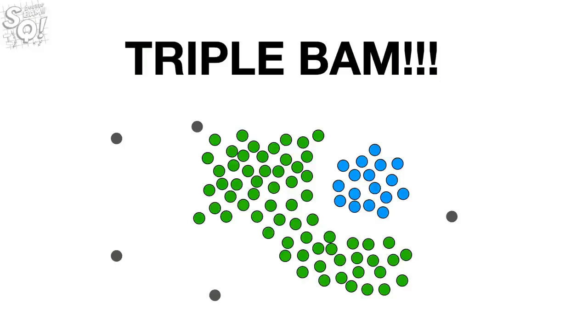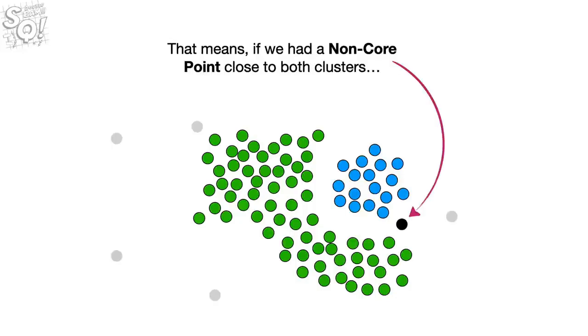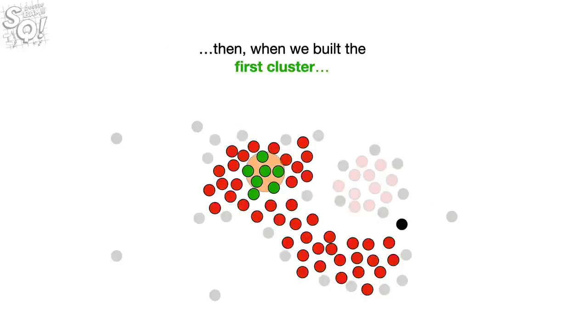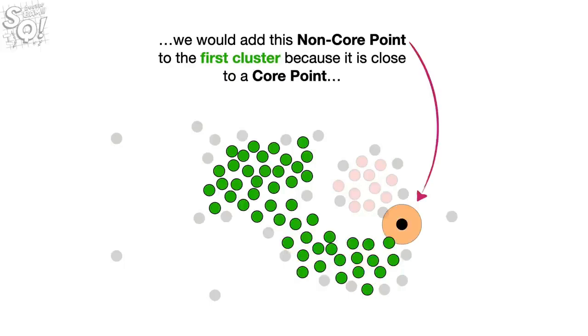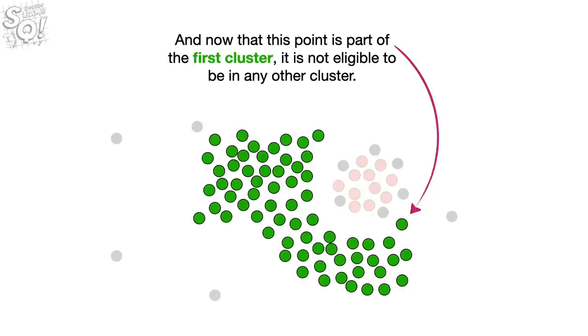Triple bam! Note, as we just saw, clusters are created sequentially. That means if we had a non-core point close to both clusters, then, when we built the first cluster, we would add this non-core point to the first cluster because it is close to a core point, along with all of the other non-core points that were close. And now that this point is part of the first cluster, it is no longer eligible to be in any other cluster. Small bam.